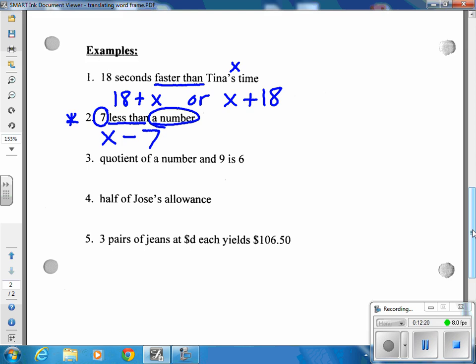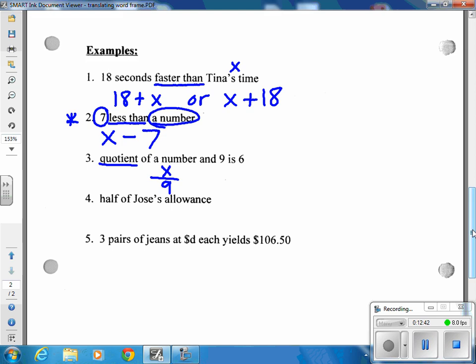All right, for number 3, the key word is quotient. Quotient means to divide. When you're doing division problems, the way that it's read is the way you write it. So the first thing you run into is your top. The second thing you run into is your bottom. So it says the quotient of a number, so I don't know that, divided by, and then "and" 9. So whatever's after the word "and" goes on the bottom.